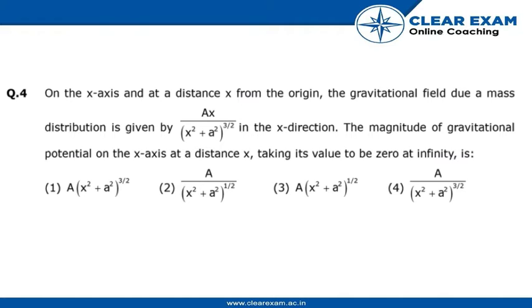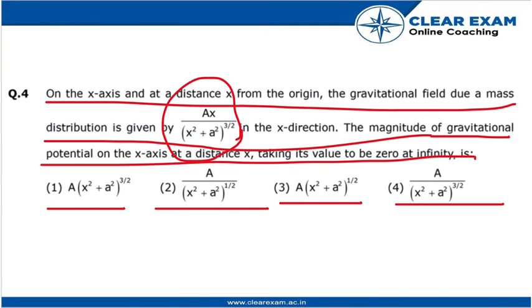Now moving to the solution. It is given in the question that the gravitational field is expressed as ax upon (x square plus a square) to the whole power 3 by 2. Now we can say that gravitational field is also expressed as minus dV upon dx. So it comes in the form of minus dV upon dx equals ax upon (x square plus a square) to the power 3 by 2.